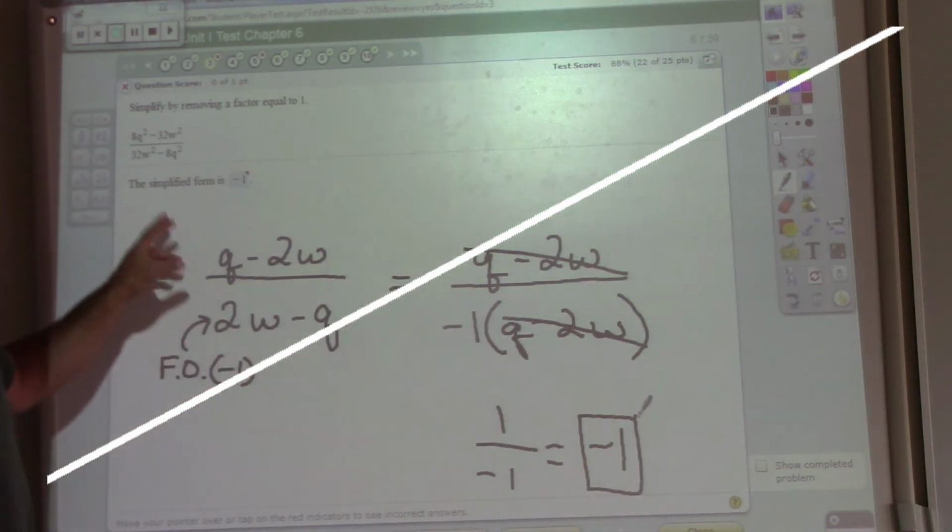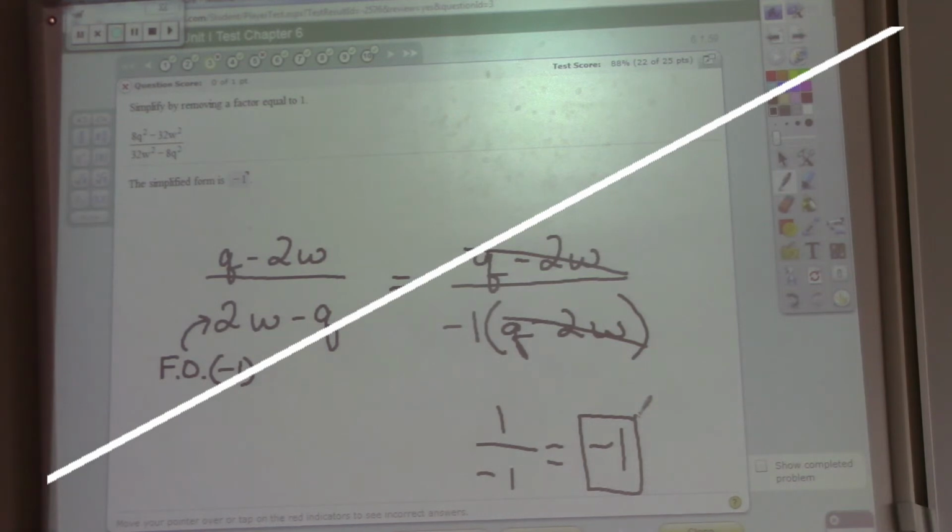I will be lenient on this, okay? That's the only one that you have to do that with, I think. I'll be lenient. Usually, if you multiply by -1 over -1, that would give you problems. But we didn't multiply by -1 over -1. We factored out a -1 on the bottom, and that's why the answer is not 1, it's -1. I'll be lenient with y'all on that one.